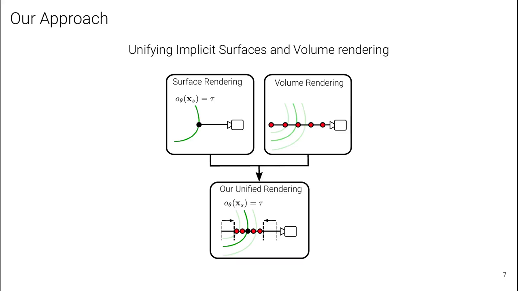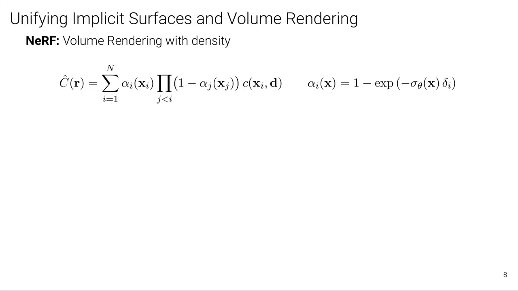We have seen that surface rendering requires masks and existing volume rendering methods do not lead to accurate surfaces. Our approach is now to use the best of both worlds and unify surface rendering and volume rendering for implicit surfaces. First of all, we need to unify implicit surfaces and volume rendering. NeRF's rendering equation can be reformulated as alpha compositing of the radiance of sampled points. The alpha weights can then be derived from the density values using a distance delta between consecutive query points.